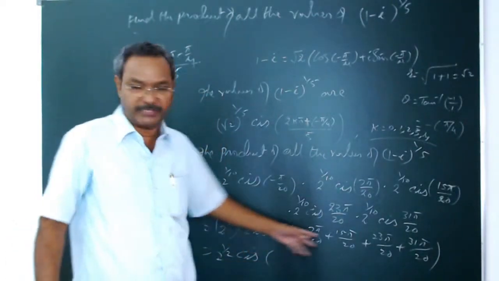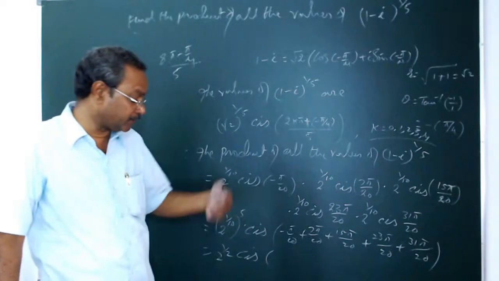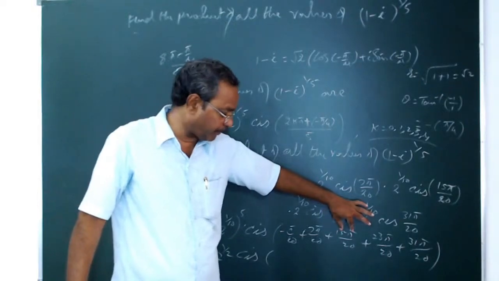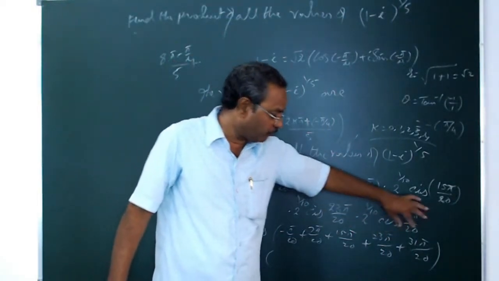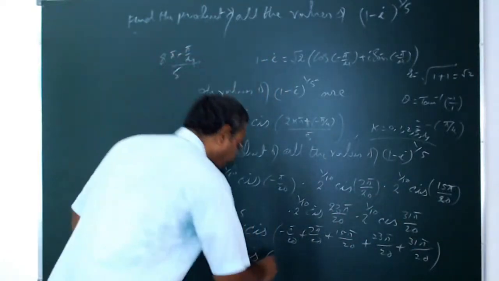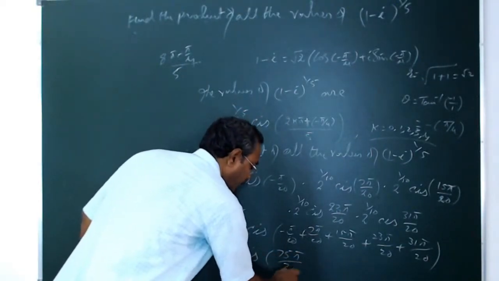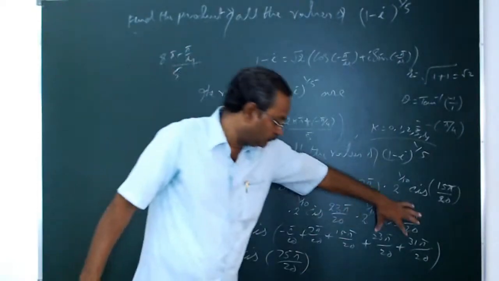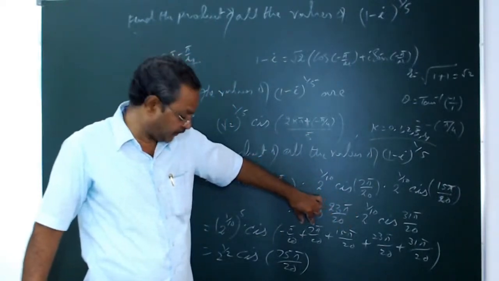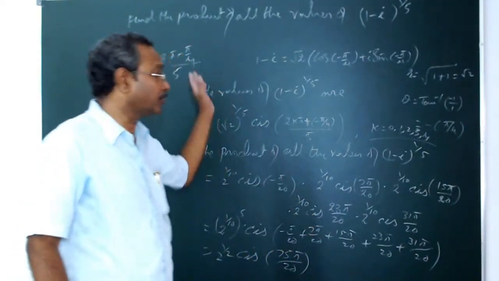look at the sum of these values. This 20 is common. Now look at the sum of the numerators. This is minus pi plus 7 pi, that is 6 pi. 6 plus 15, 21 pi. 21 plus 23, that is 44. 44 plus 31, 75 pi by 20. That is the product of all those values.